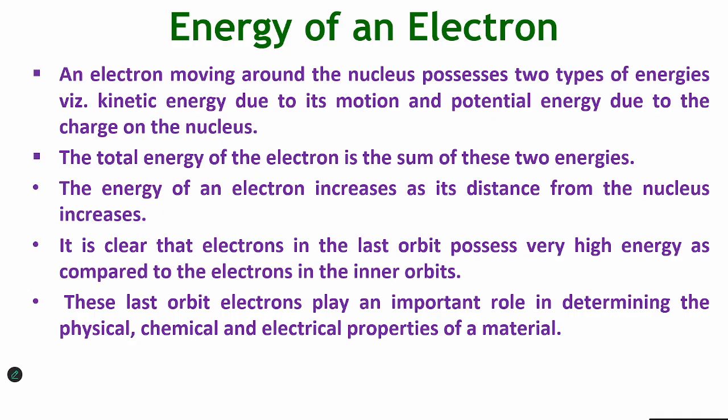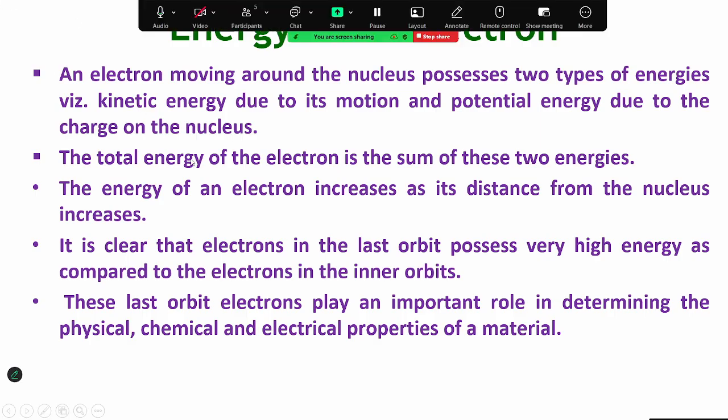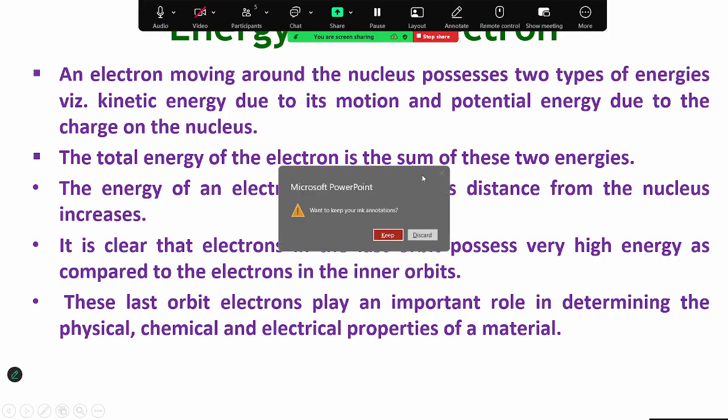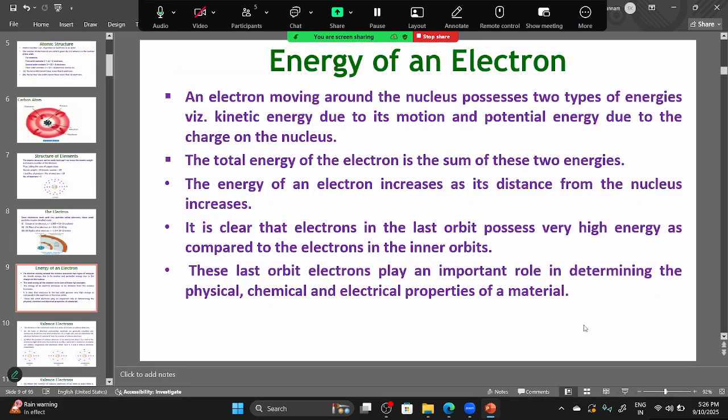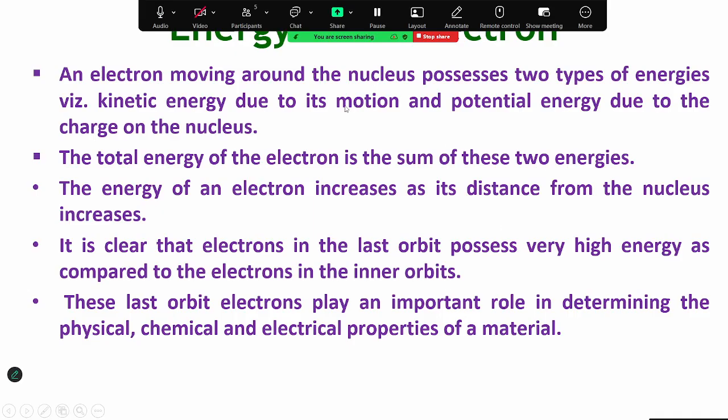What is the energy of the electron? There are two types of energies available on the electron: kinetic energy and potential energy. Kinetic energy is due to what? Motion, the motion of the electron. Potential energy is due to what? The charge on the nucleus. So you can ask, the electron is revolving around the nucleus.